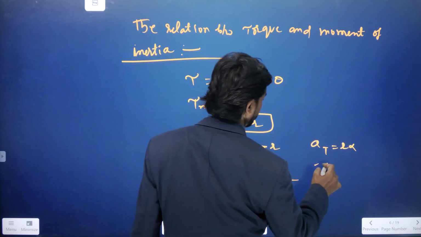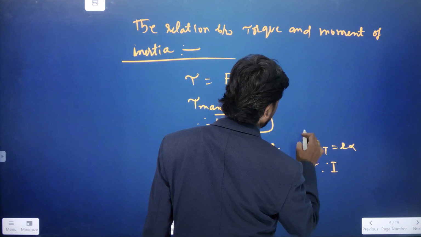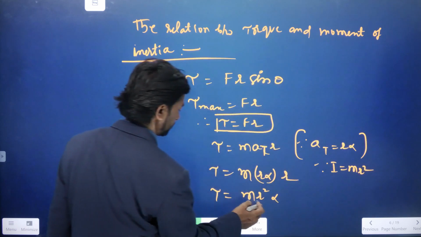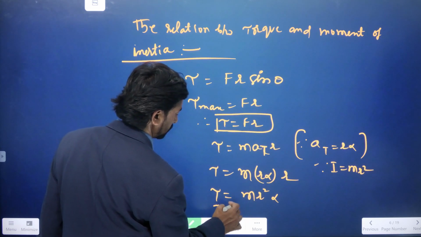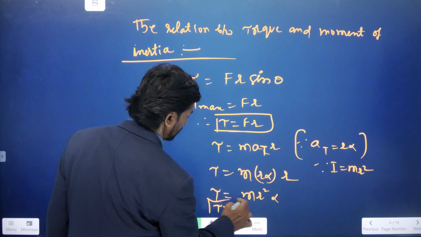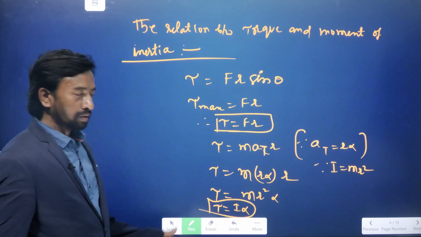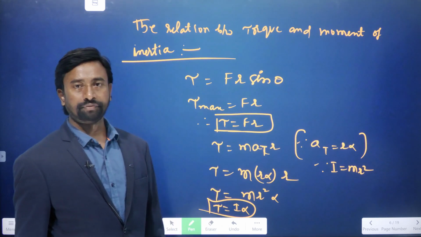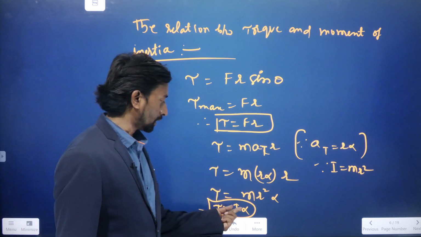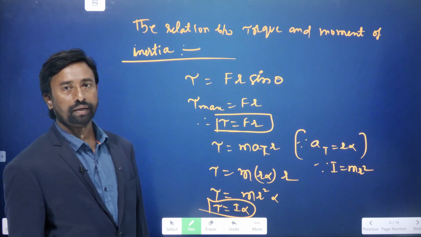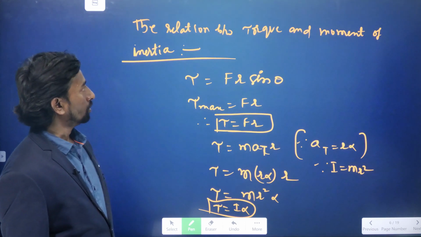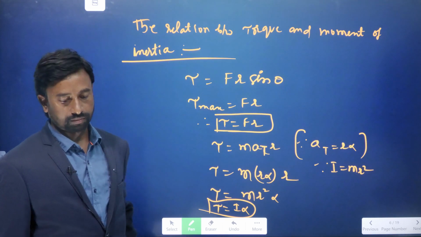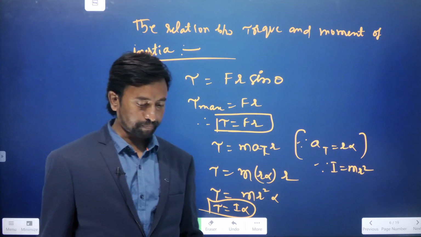So we know that the moment of inertia I is equal to m into r square. In place of m into r square we can write tau is equal to I into alpha. So the relation between torque and the moment of inertia is tau is equal to I into alpha. This is the relation between torque and moment of inertia.